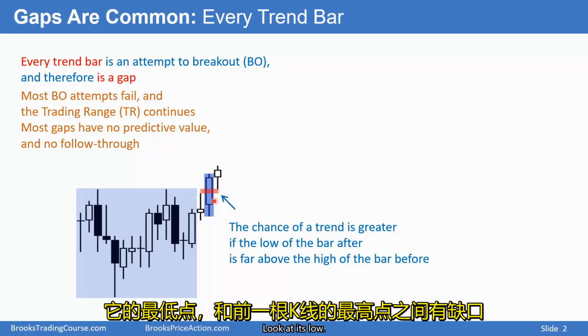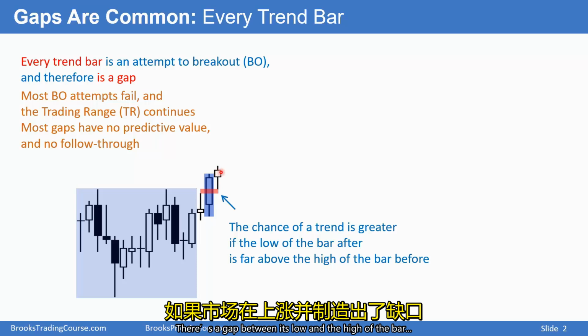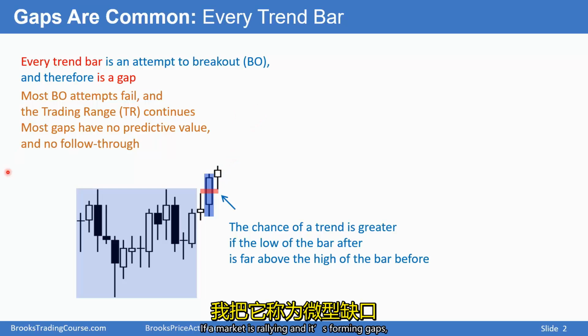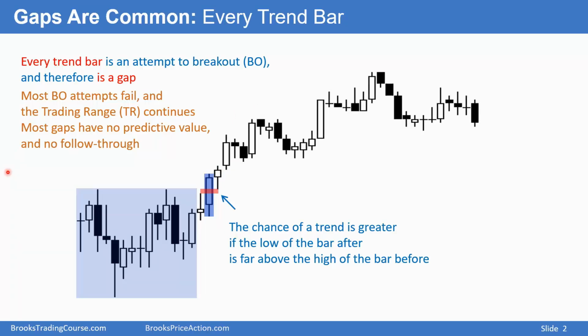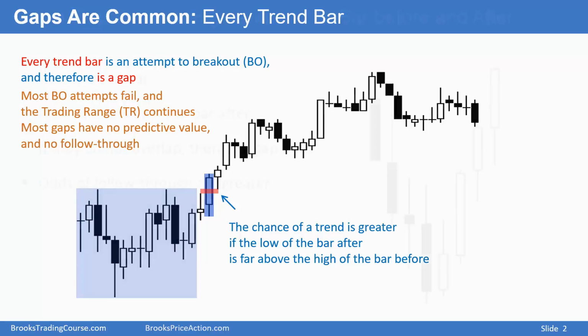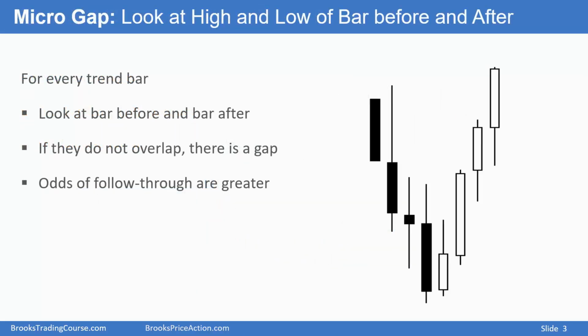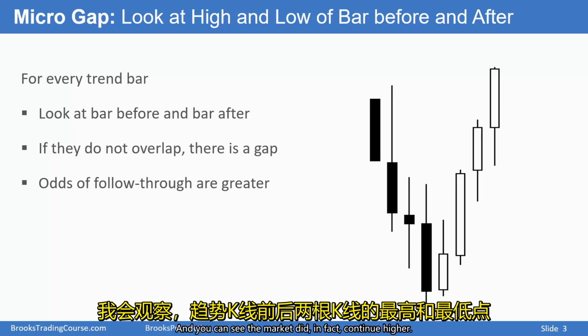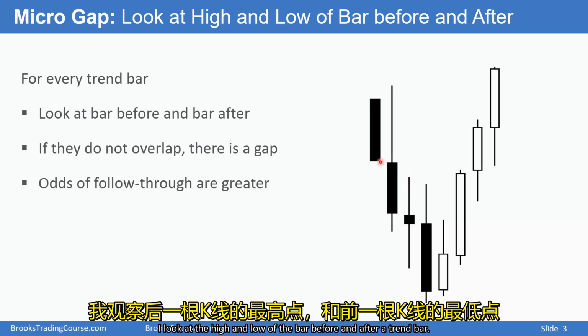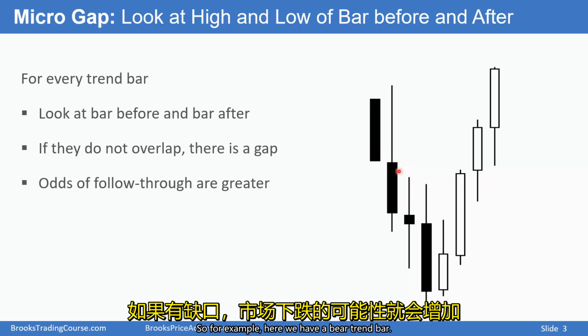before the gap bar. If a market is rallying and it's forming gaps, it increases the chances that the market will continue higher. I call that a micro gap. And you can see the market did, in fact, continue higher. Micro gap. I look at the high and low of the bar before and after a trend bar. So, for example, here we have a bear trend bar. I look at the high of the bar afterwards and the low of the bar before. If there's a gap, it increases the chances that the market's going lower.